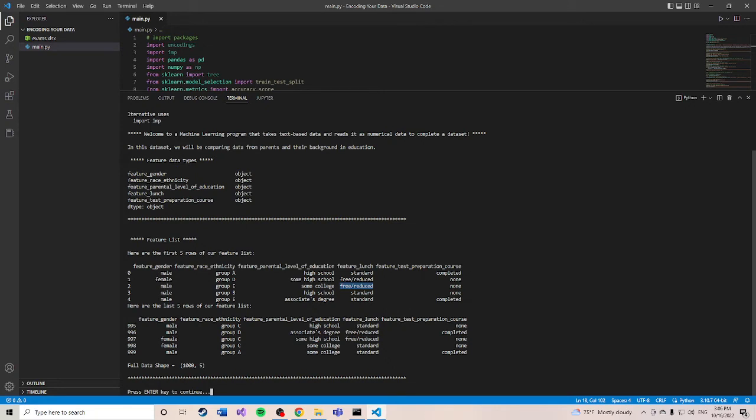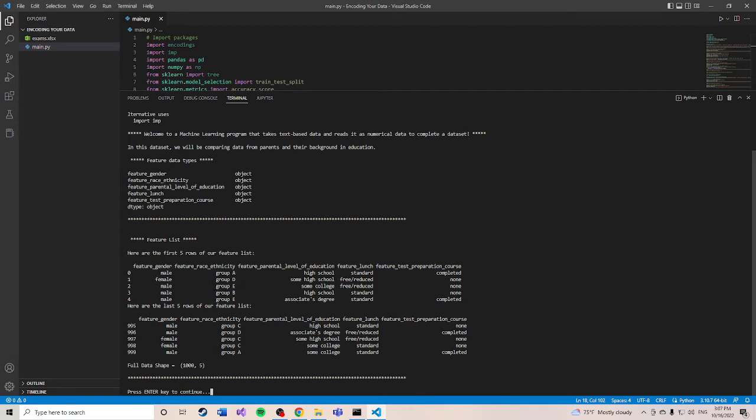And then finally, whatever preparation tests they've completed for the course that they're going to take. Now we see the first one has completed it. The next set have not. And our last male did take the preparation course. So out of the 5 that we pulled out, we have some data on them.